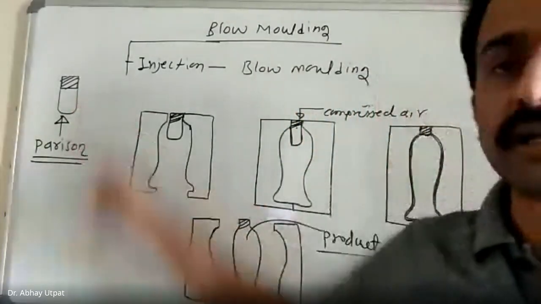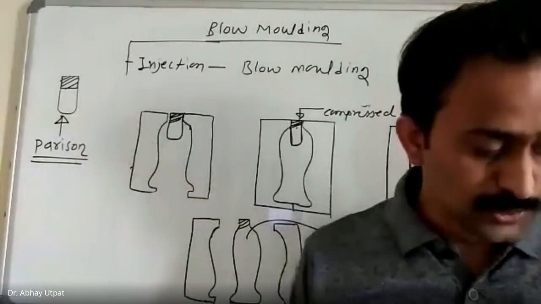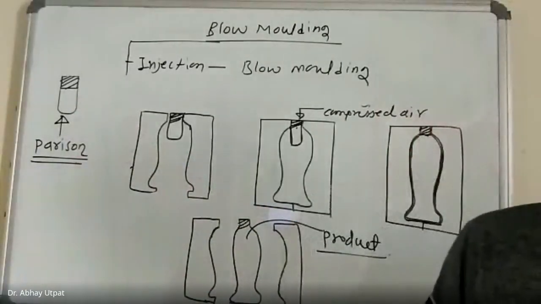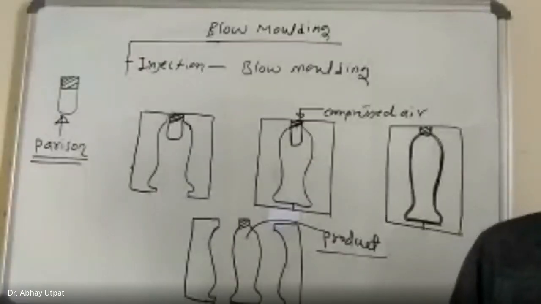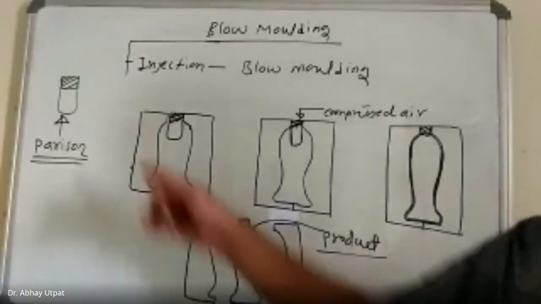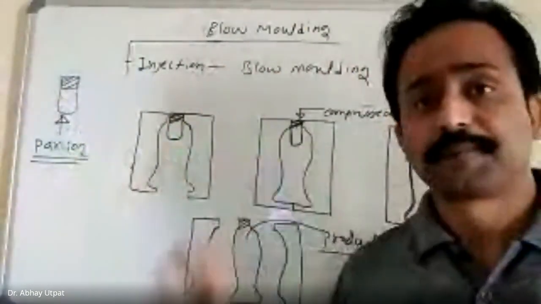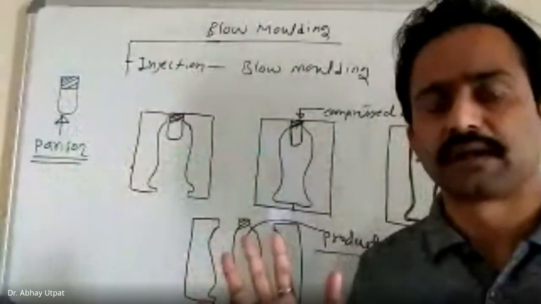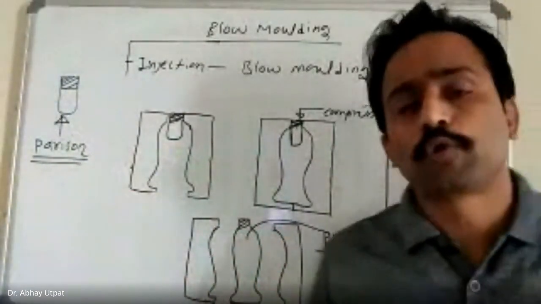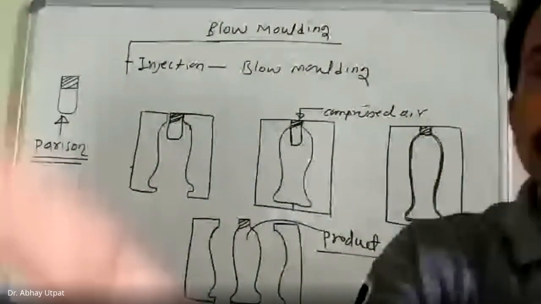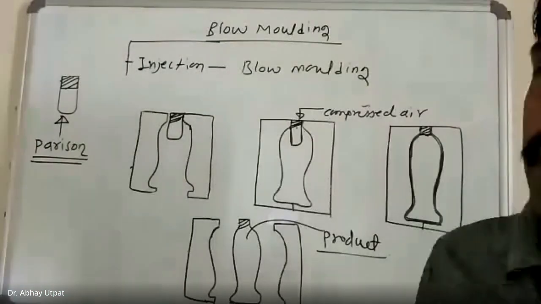You require a little more pressure for swelling. And usually 5 to 10 megapascal pressure is applied for swelling the component. It gives accurate thickness of the neck, good surface finish of the neck, which is a little difficult to obtain in extrusion blow molding. So that's why injection blow molding is used.